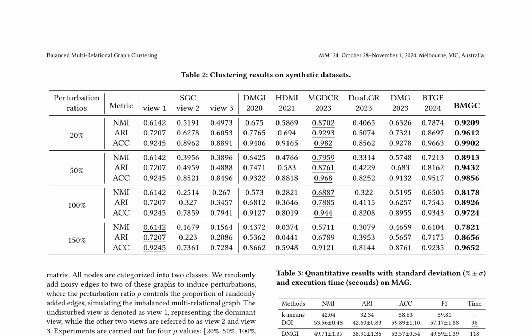To evaluate BMGC's robustness, the authors generate synthetic datasets with varying perturbation ratios, simulating noisy data. Experimental results demonstrate that BMGC maintains stable performance even with high noise levels, outperforming state-of-the-art methods. This is attributed to BMGC's ability to effectively integrate information from multiple views and relations.